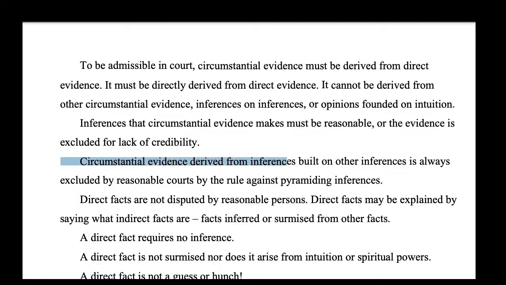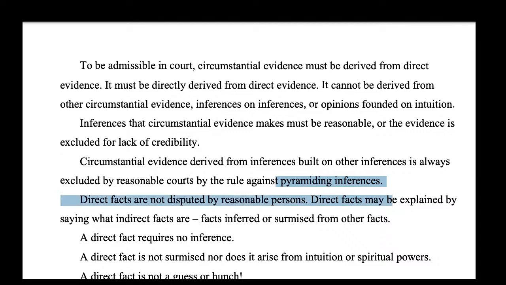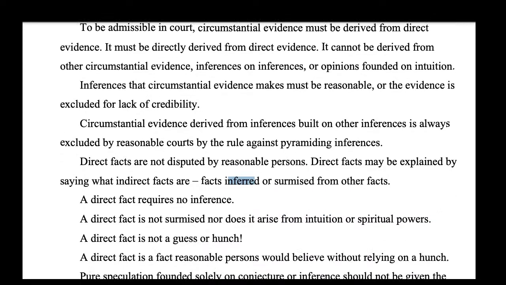Circumstantial evidence derived from inferences built on other inferences is always excluded by reasonable courts by the rule against pyramiding inferences. This is a great one here. Pyramiding inferences. Direct facts are not disputed by reasonable persons. Direct facts may be explained by saying what indirect facts are. Indirect facts are facts inferred or surmised from other facts that are inferred, but a direct fact requires no inference.